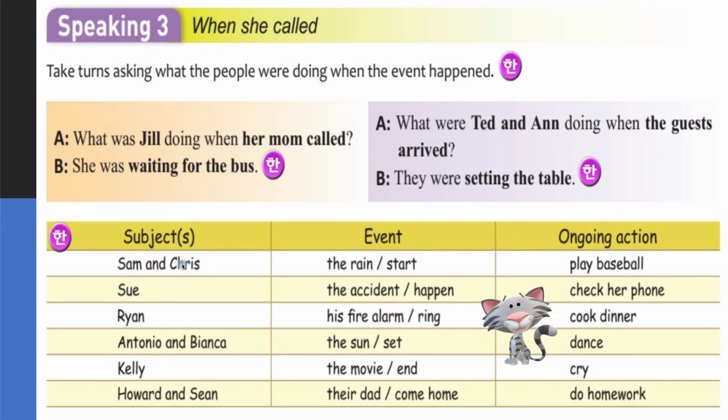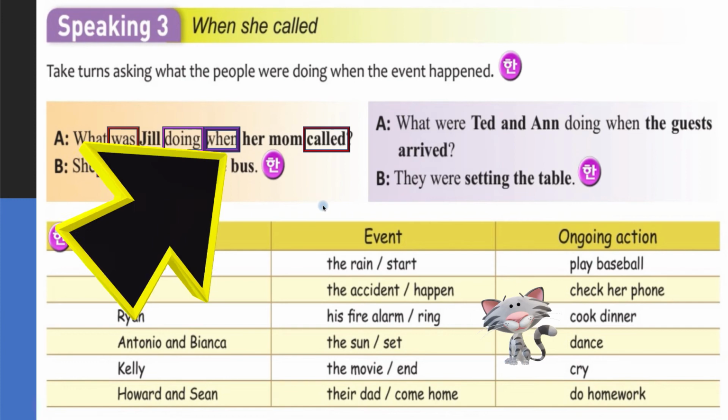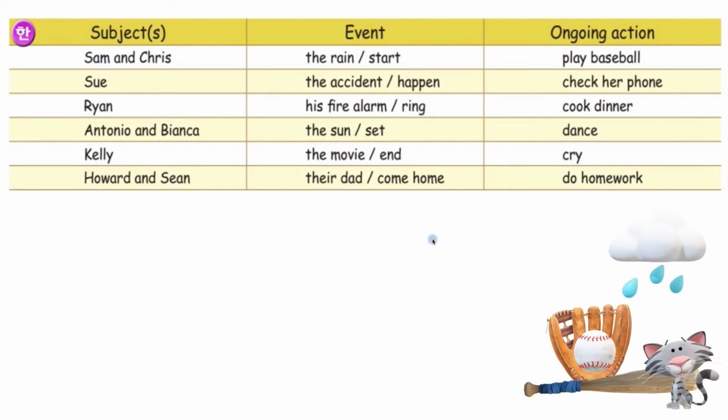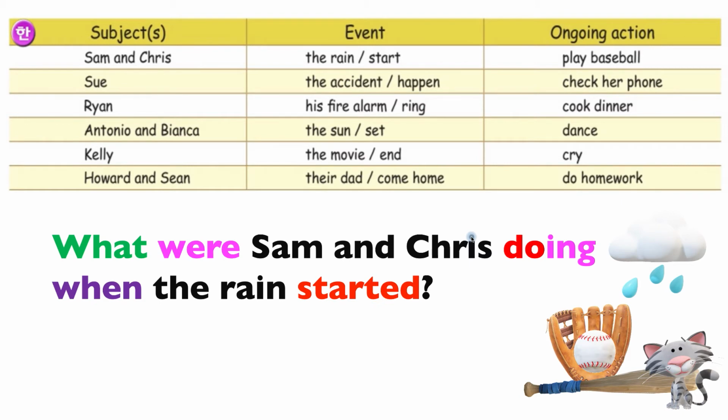So here we have two people, Sam and Chris. Were. Right. So make sure you use the when. When is used to explain the event. It's going to join the ongoing action with the event. So let's just practice a couple of these. Not that many because... Baseball. It rains, you can't play baseball. Exactly. What were Sam and Chris doing when the rain started?